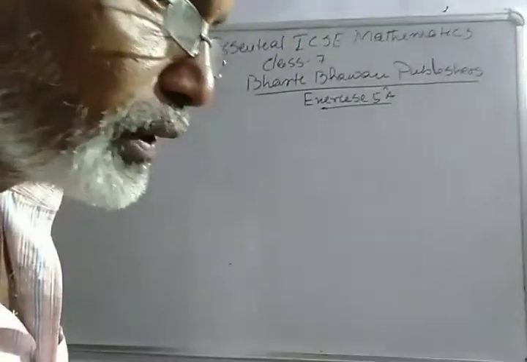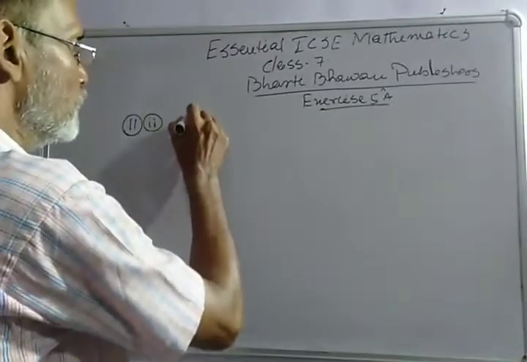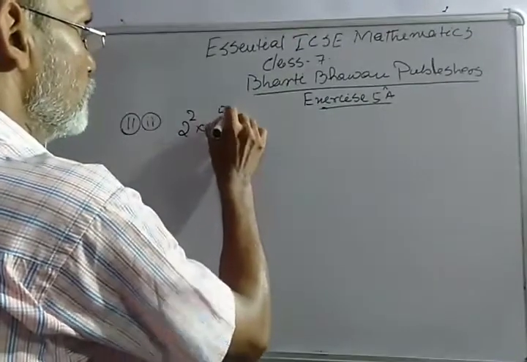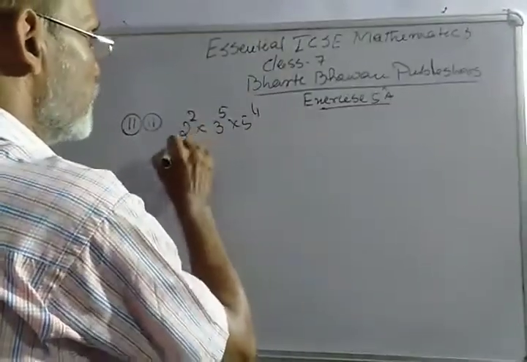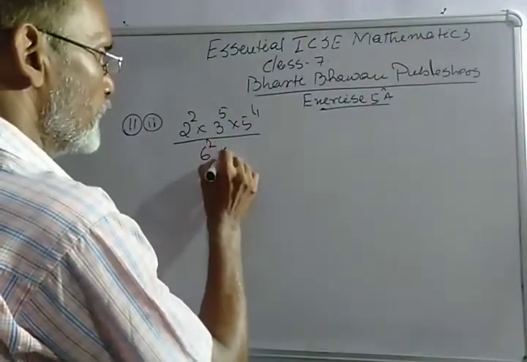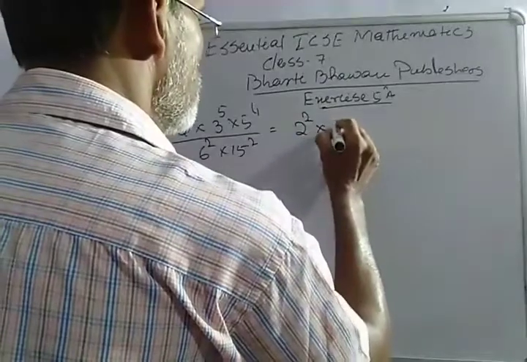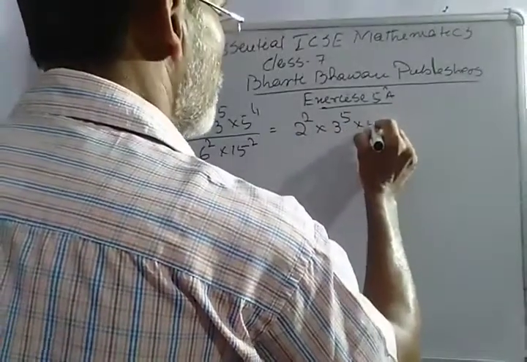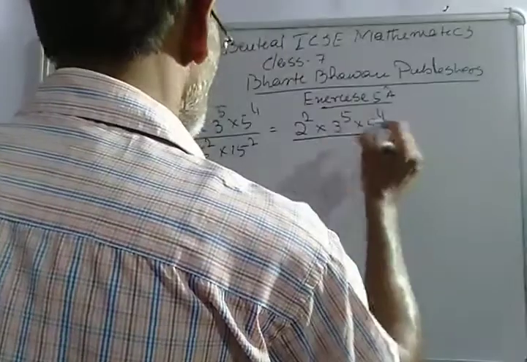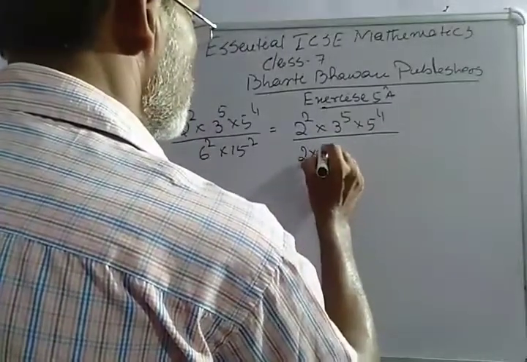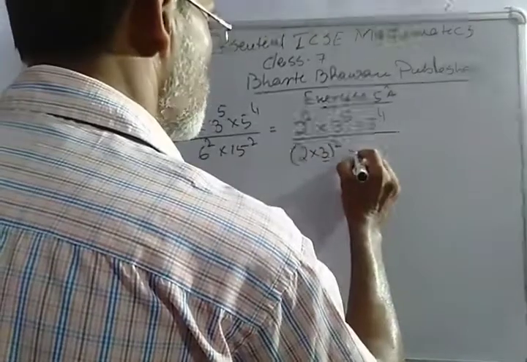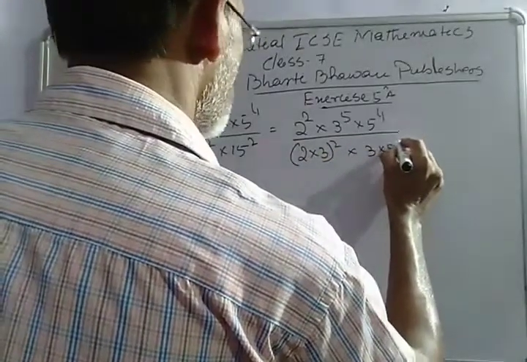Then the next one. So this is equal to 2 to the power 2 into 3 to the power 5 into 5 to the power 4 by 6 to the power 2 into 15 to the power 2. So this is equal to 2 to the power 2 into 3 to the power 5 into 5 to the power 4 by 2 into 3 to the power 2 into 3 into 5 to the power 2.